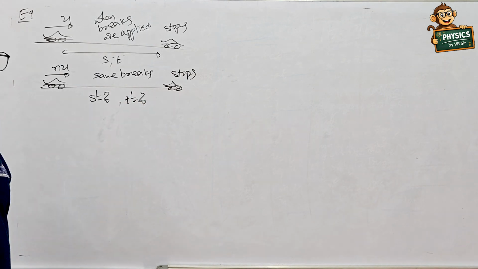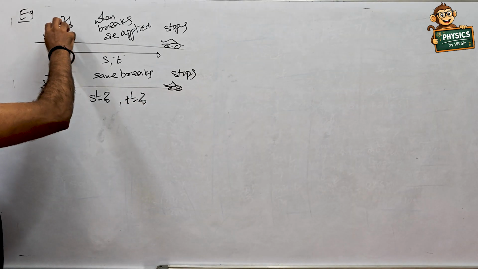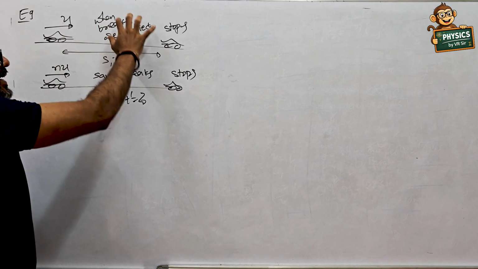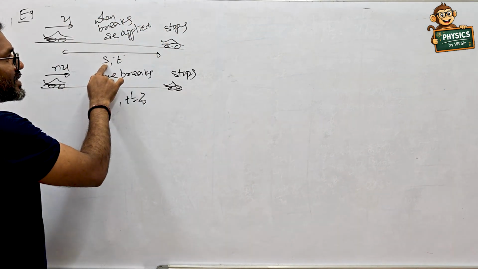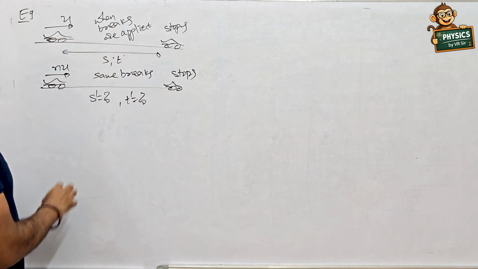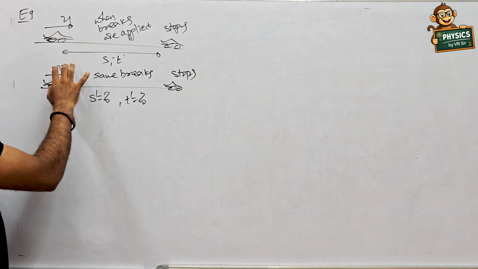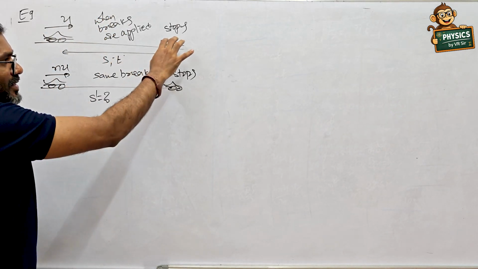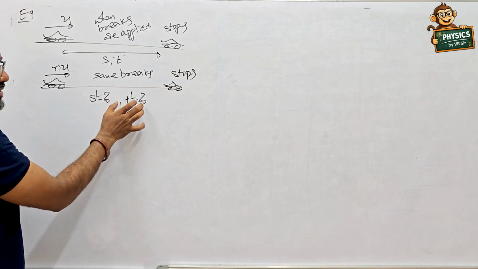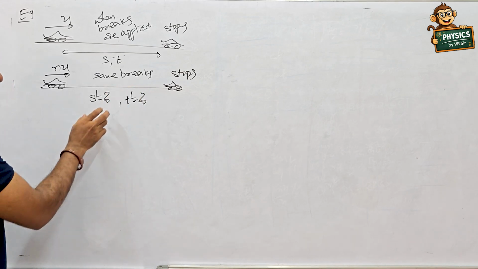Hope the description is clear, right? The vehicle is moving with a speed u, brakes are applied, it stops after the distance s and time taken t. If the same vehicle is moving with a speed n times its initial speed and the same brakes are applied, it stops after the distance s dash and time taken t dash. Now what is s dash and t dash?